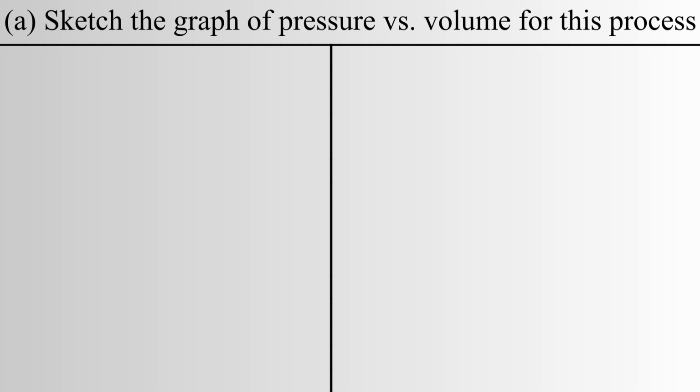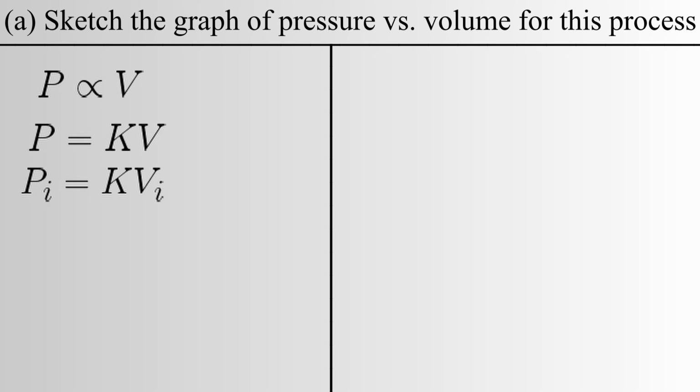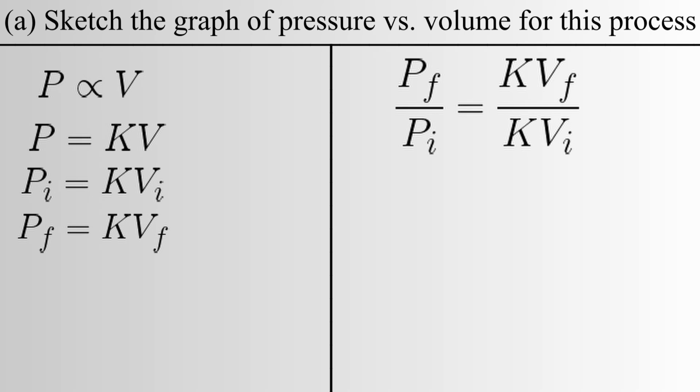To begin, we know that the pressure of the helium gas is directly proportional to its volume, so we can write it as pressure is equal to some constant K times V. Now, what we know is that the initial pressure must be P initial equals K V initial, and the final pressure must be P final equals K V final. What we then do is divide the P final equation by the P initial equation. Now we can move over P initial, cancel out the K's, and we now have an equation for P final.